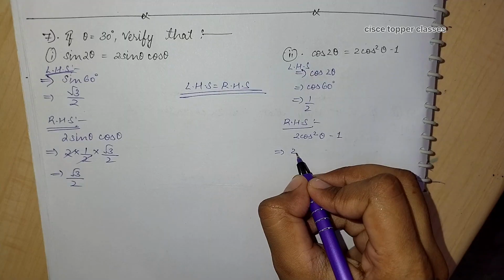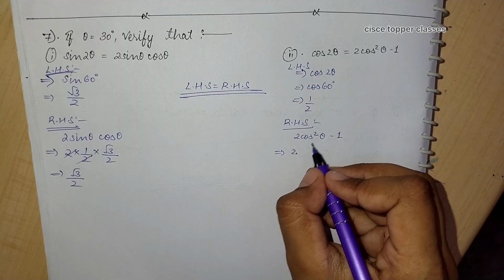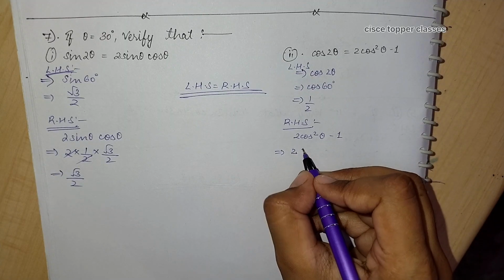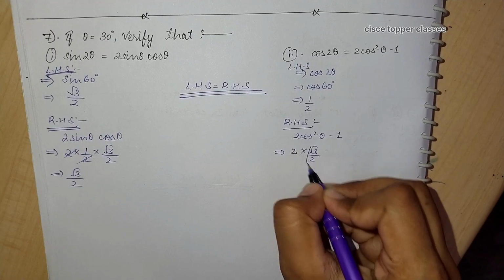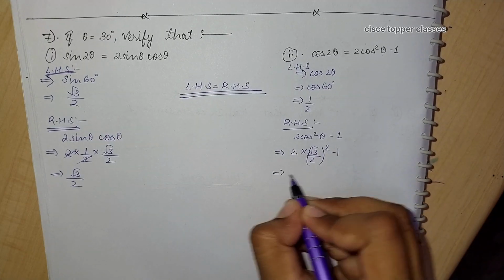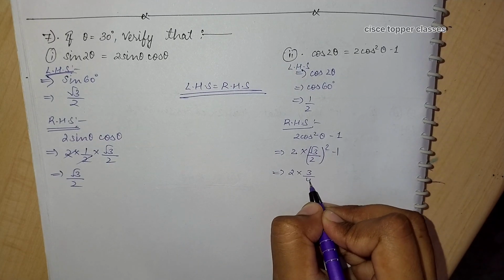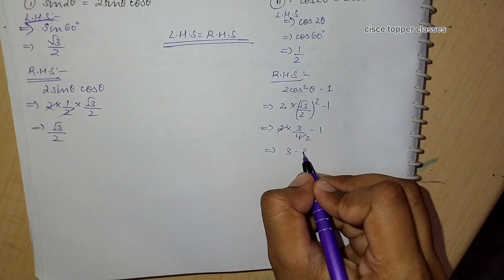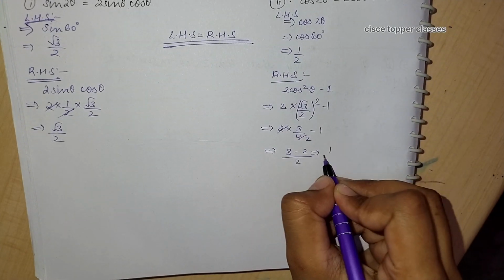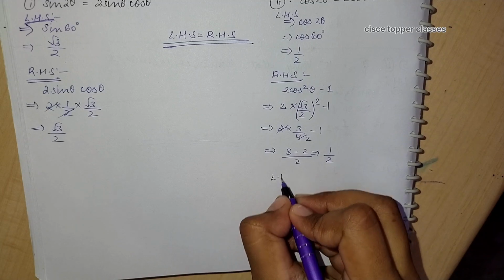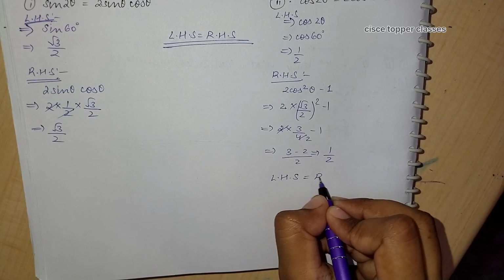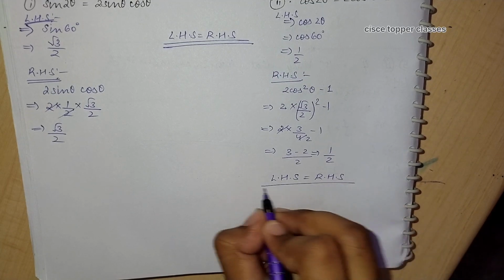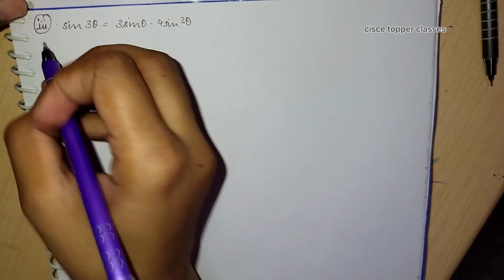So this will be 2 times cos 30 degrees, which means root 3 by 2, whole square, minus 1. Again, 2 into 3 by 4 minus 1, this will be cancelled out. On taking LCM we will get 3 minus 2 divided by 2, which is 1 by 2. From here we write that LHS is equal to RHS, and this is all we have to prove in this question.